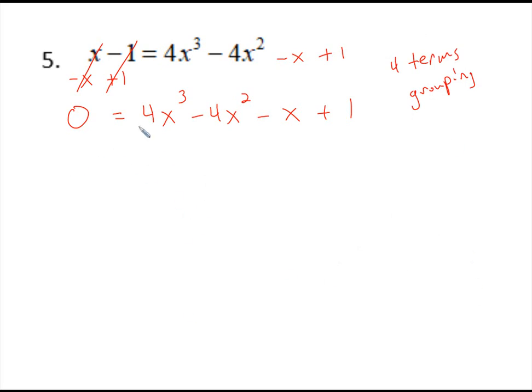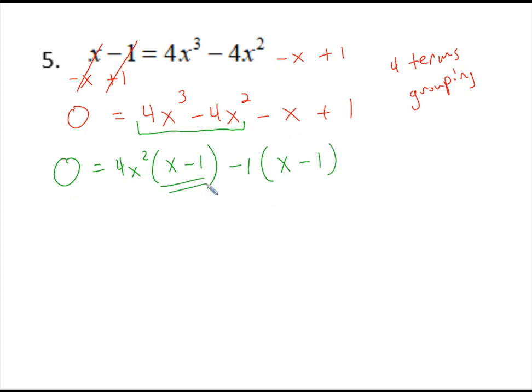If you recall, we're going to group the first 2 terms together, so take out the GCF. Looks like it's going to be 4x squared, so we end up with an x minus 1. Over here, it looks like I can factor out a negative 1, so then that'll give me x minus 1. Remember the grouping method, these should be the same if we're doing it correctly and we're able to factor it by grouping. Since these are the same, it gives me a hint that I'm doing it correctly.